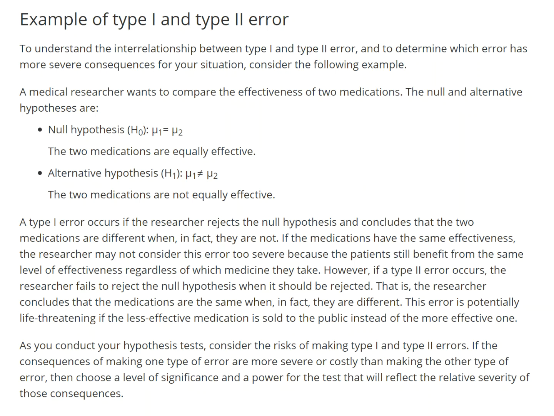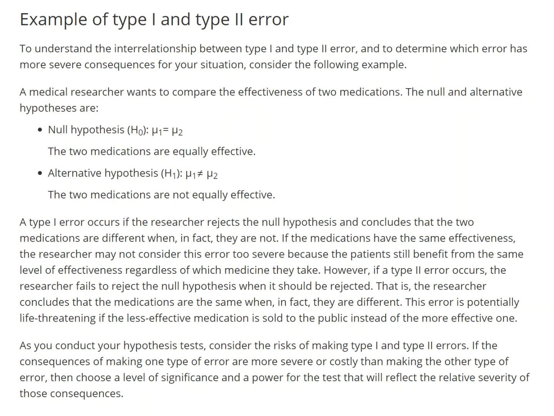Today, I'm going to introduce you to the idea of type 1 and type 2 error. This is just a quick little example to explain what we're getting into with the ideas of type 1 and type 2 error. What we really want to do is understand the interrelationship between type 1 and type 2 errors and determine which error has more severe consequences for the situation. So, we're going to look at this example.